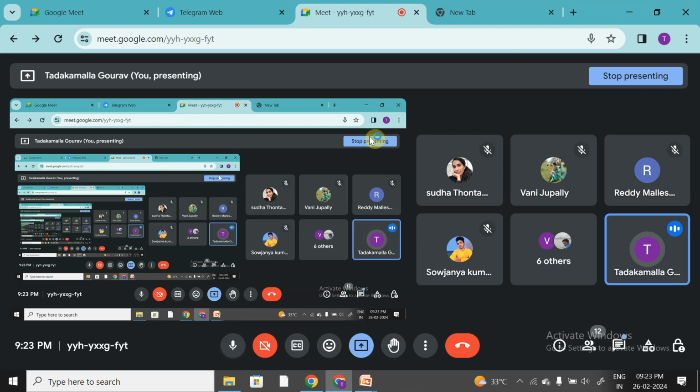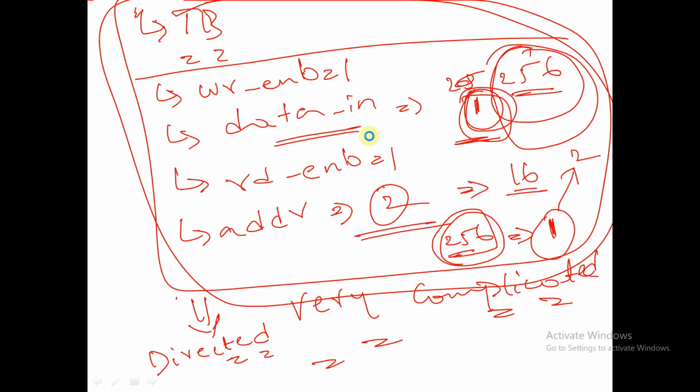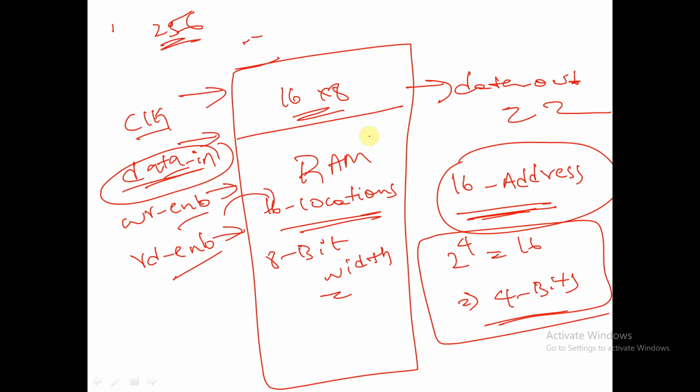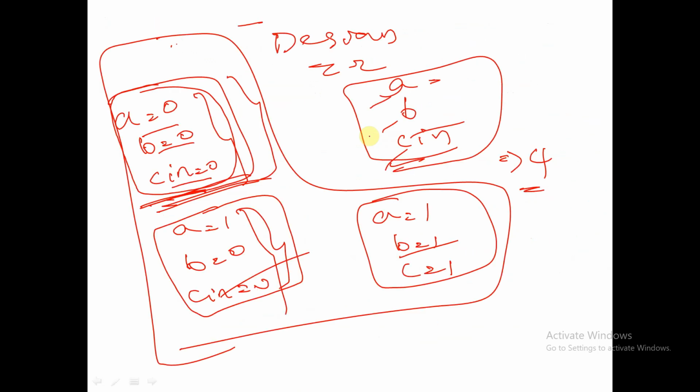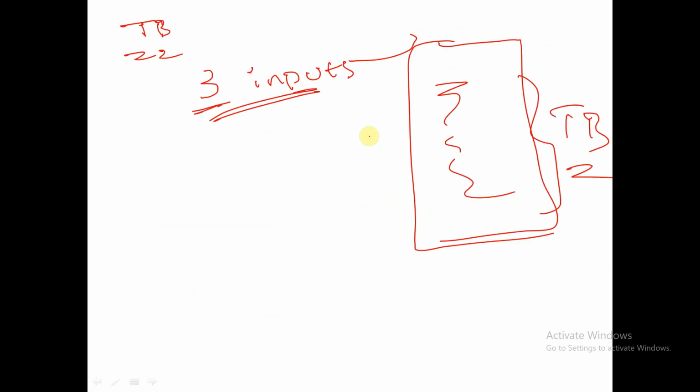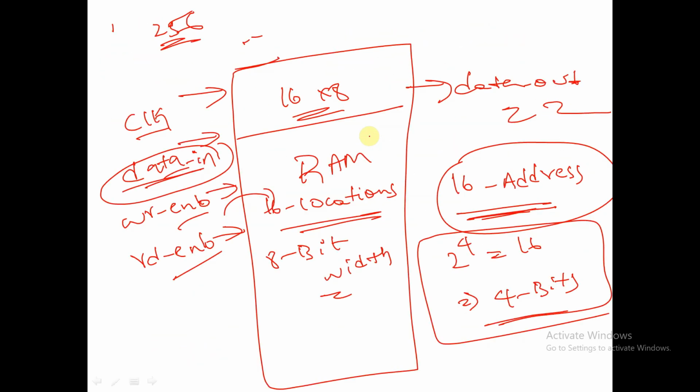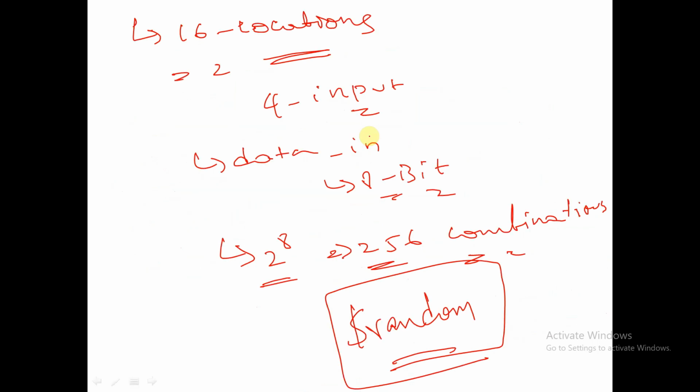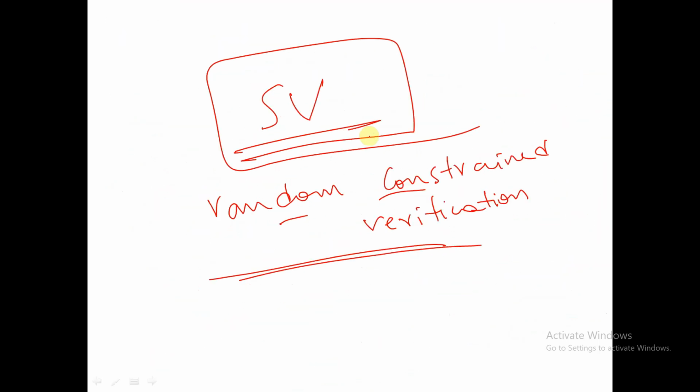I don't want to waste more time discussing why we want SystemVerilog. If you have any doubt about why we want SystemVerilog, then you can ask me. From tomorrow we will start directly with SystemVerilog data types and constructs, and we will see one by one how to verify the design. So this is a basic introduction to the usage and need of SystemVerilog.